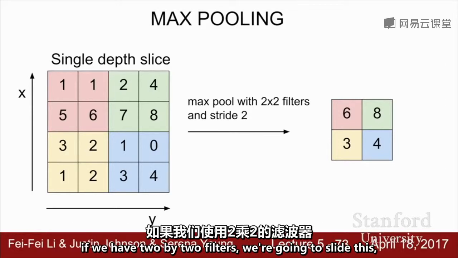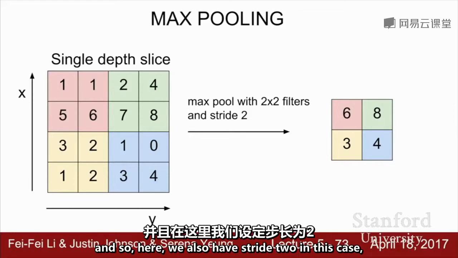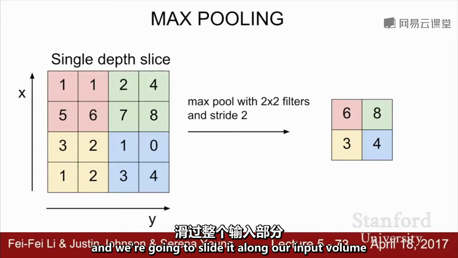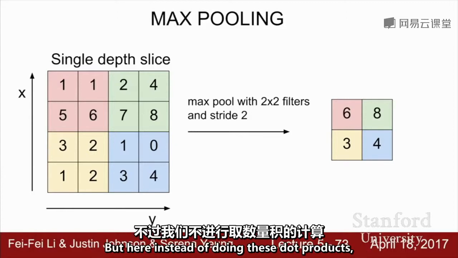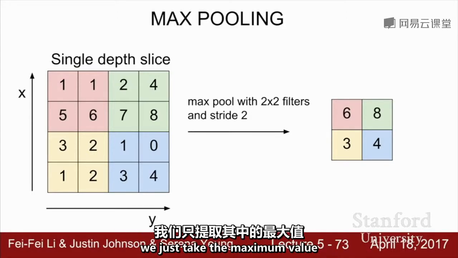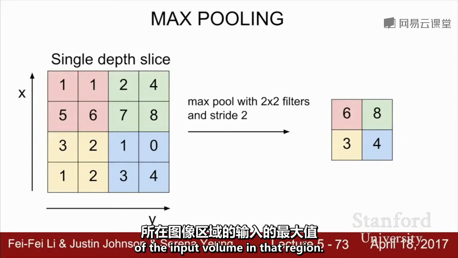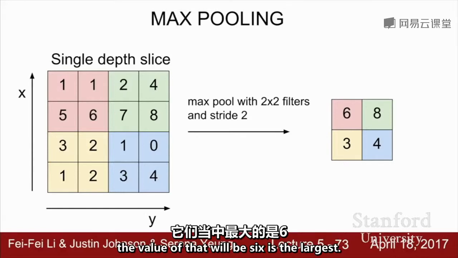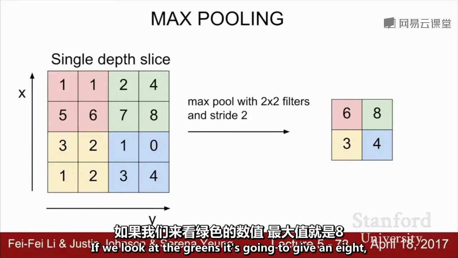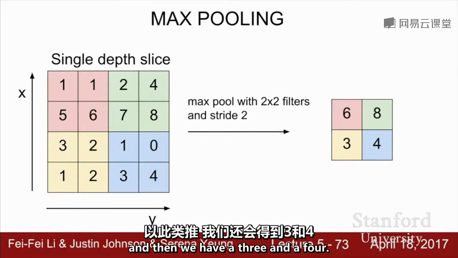So in this case, if we have 2x2 filters, we're going to slide this, and here we also have stride 2. So we're going to take this filter and slide it along our input volume in exactly the same way as we did for convolution. But here, instead of doing these dot products, we just take the maximum value of the input volume in that region, right? So if we look at the red values, 6 is the largest. If we look at the greens, it gives an 8, and then we have a 3 and a 4.